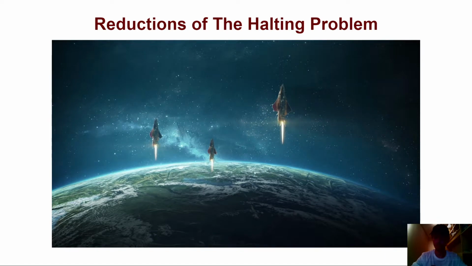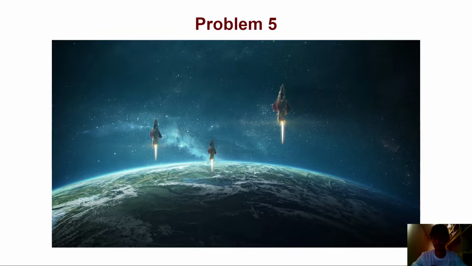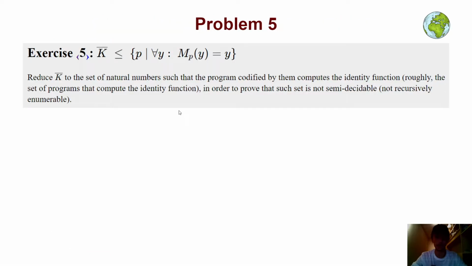Hey everyone, in this lesson we are going to solve problem 5 on the collection of problems about reductions of the Halting problem. Problem 5 says: reduce the problem complementary K to the set of natural numbers such that the program codified by them computes the identity function. Okay, so we prove that such a set is not semi-decidable.